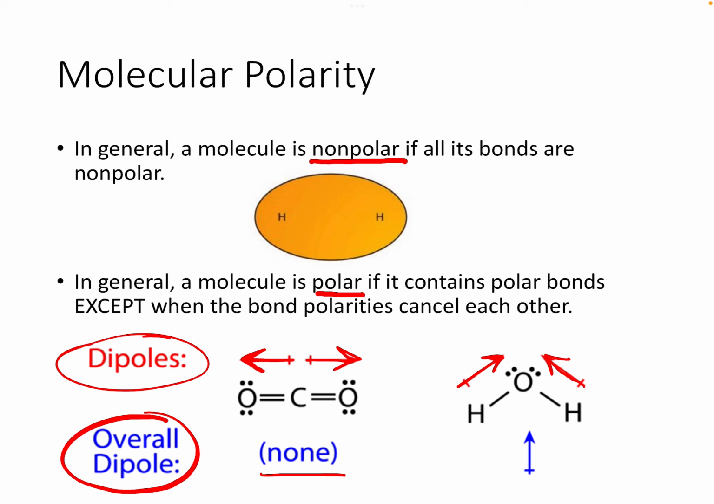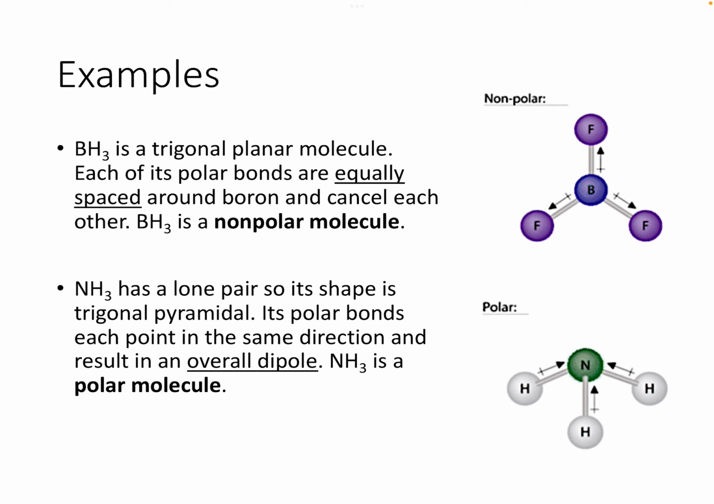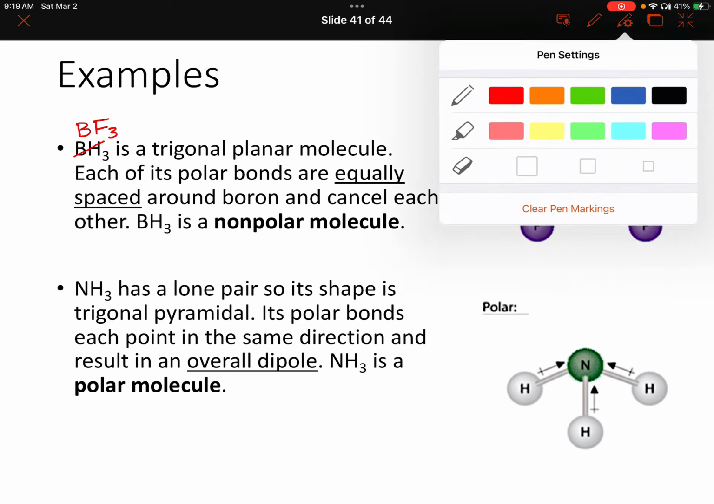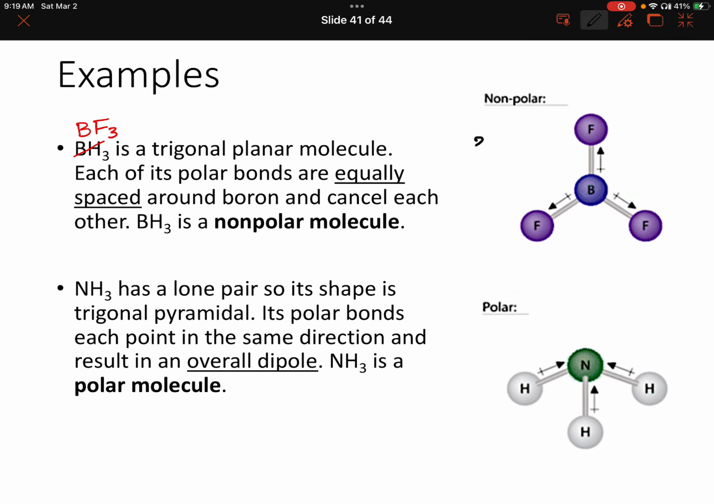So let's look at some other examples. So on the right, I have a BF3 molecule. Oh, and there's a typo here. This should be BF3, not BH3. So this is a trigonal planar molecule because we have boron in the middle and it has 3 bonded atoms and 0 lone pairs. So in the chart that we saw in the last video, this would fall under the trigonal planar geometry.